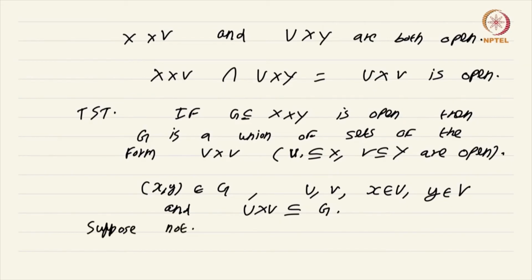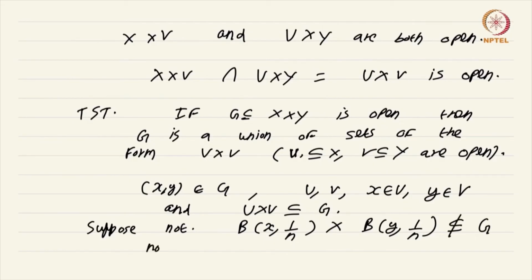Well, what does this mean? This means that if you consider B x 1 by n Cartesian product B y 1 by n, these are the open balls in x and y respectively, this is not going to be a subset of G, no matter what n we choose, right? Because we are assuming that it is not possible to squeeze a product of open sets within G that contain the point x comma y. If you take these particular balls of radius 1 by n centered at x and y, it's not going to be contained within G. So no matter what choice of n we choose.